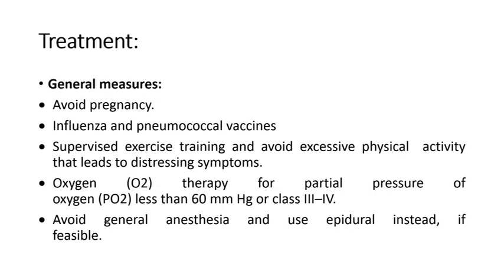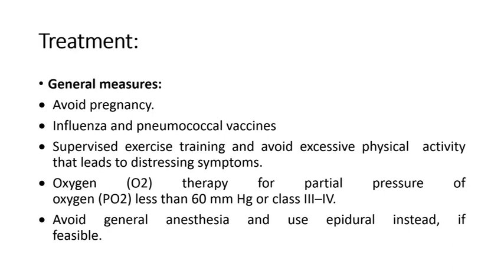And finally, we come to the treatment options for pulmonary hypertension. First of all, we have general measures. Patients with pulmonary arterial hypertension should avoid pregnancy. They should get the influenza and pneumococcal vaccines every year, annually. They should have supervised exercise training and avoid excessive physical activity that leads to distressing symptoms.